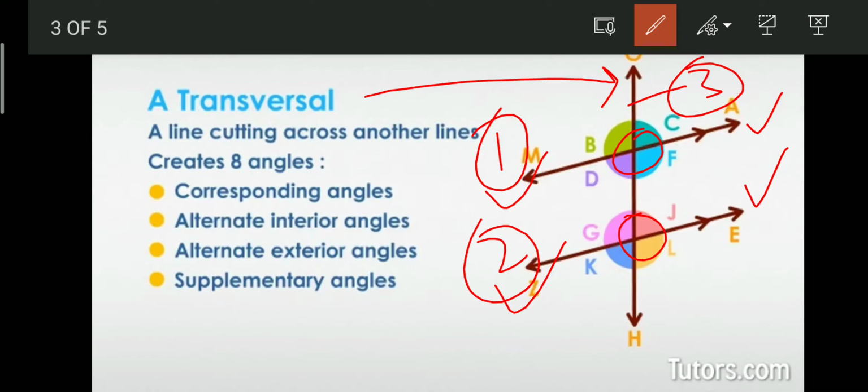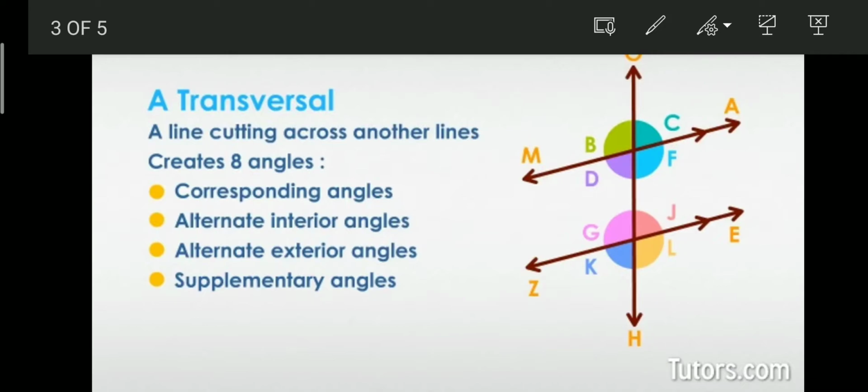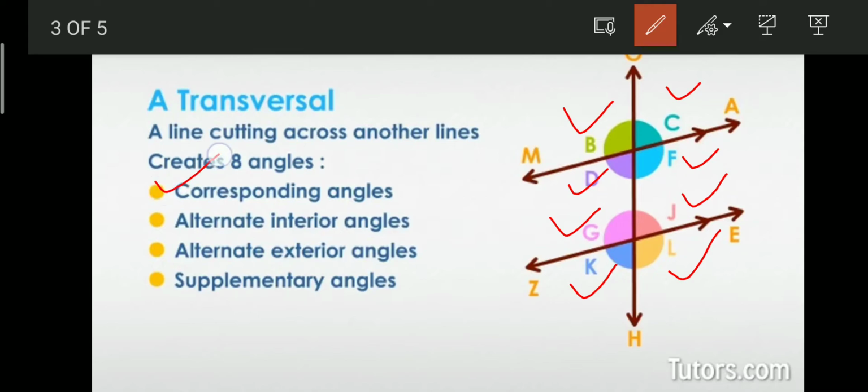When a transversal intersects two lines at different points, some angles are formed. Here we can see angles B, C, D, F, G, J, K and L. There are 8 angles formed by a transversal line when it intersects two lines. These are divided into 4 types of angles.